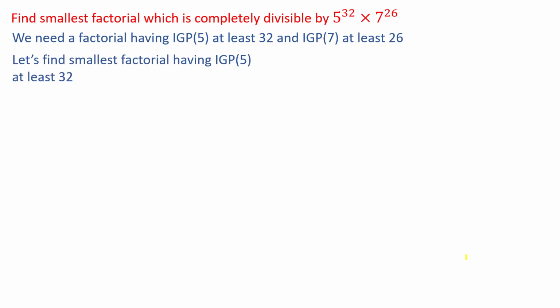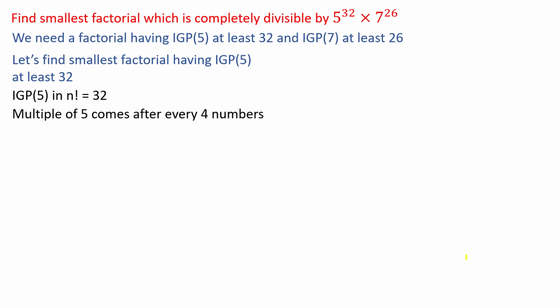So we need a factorial having IGP of 5 as at least 32 and IGP of 7 as at least 26. First of all, let's find the smallest factorial having IGP of 5 as 32. So IGP of 5 in n factorial is 32. A multiple of 5 comes after every 5 numbers, so 32 into 4 is 128. So our answer is nearby 128 factorial.